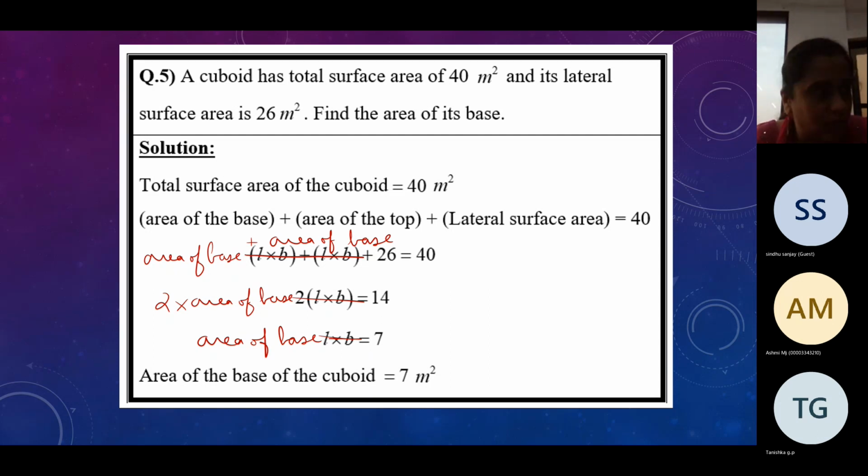So TSA is 40. How do you expand TSA? Area of the base plus area of the top plus lateral surface area is equal to 40. But we know that area of the base and area of the top is the same. So I've written area of the base again plus area of the base because top and base is the same. Plus 26, that's given to you. Lateral surface area is 26 is equal to 40. So 26 goes to the other side. 40 minus 26 is 14. So twice area of the base is 14. So area of the base is equal to 14 by 2, which is 7.